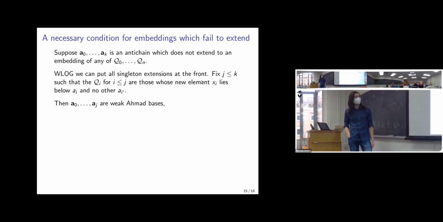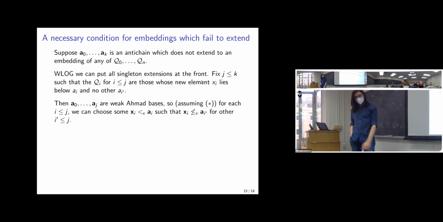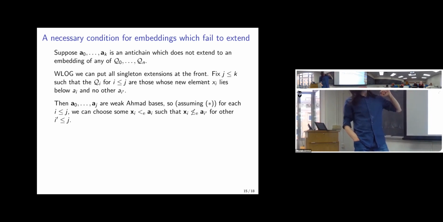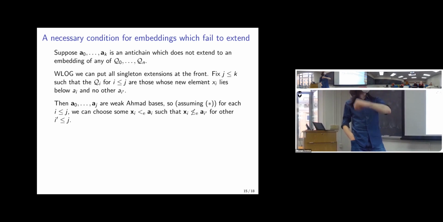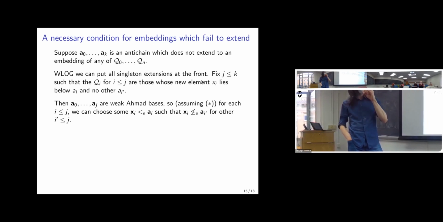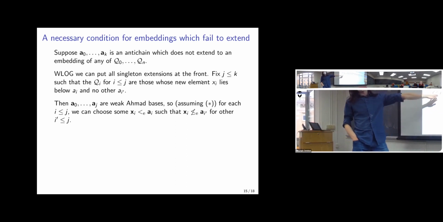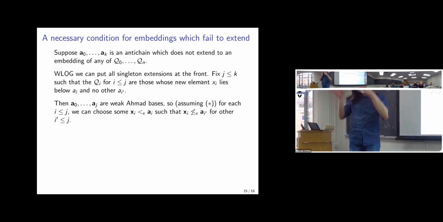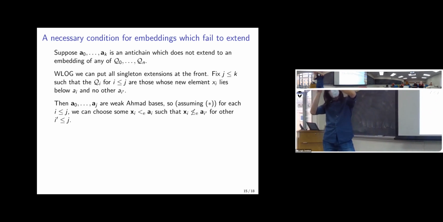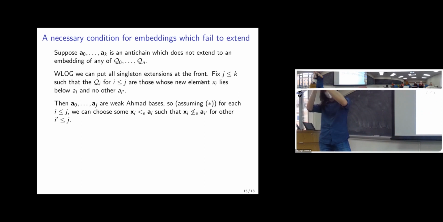Well, if we have a bunch of weak Ammon bases, then we can apply star on the previous slide to say something about it. So assuming star, for each I less than or equal to j, we can choose some xi below AI, which is not below AI prime. Now, the scope of AI prime is very important. These AI primes are the ones that are less than or equal to J. So you have a bunch of singleton extensions at the beginning, and for each of them, you can choose something below it that is not below any of the other singleton extension things.